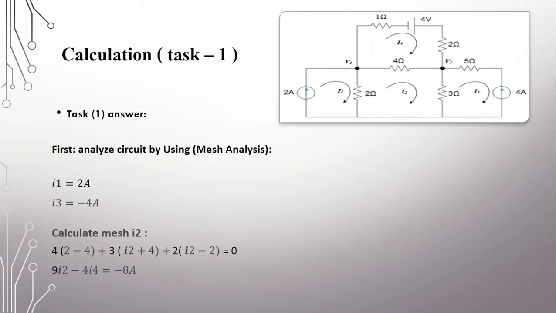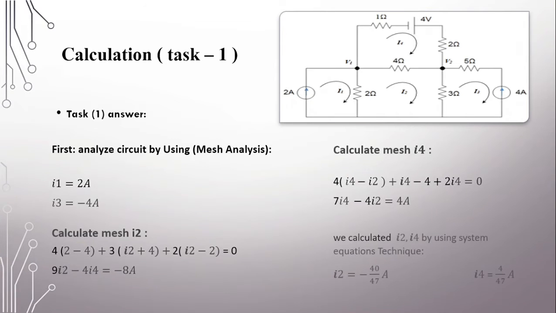Then calculate mesh I2. After these steps we will get negative 8 ampere. Then calculate mesh I4. After all these steps we will get 4 ampere. Then lastly, we calculated I2 and I4 by using the system of equations technique. So we will get I2 equal to negative 40 over 47 ampere and I4 equal to 4 over 47 ampere.